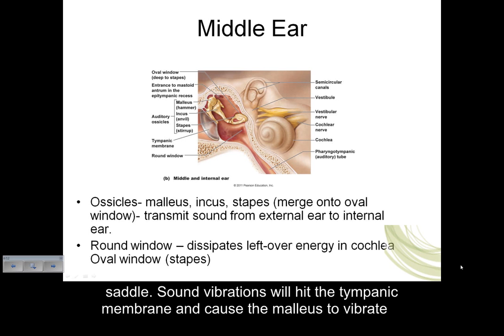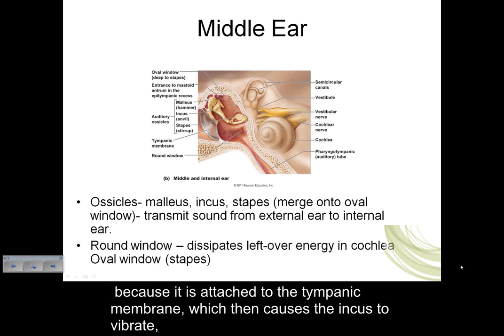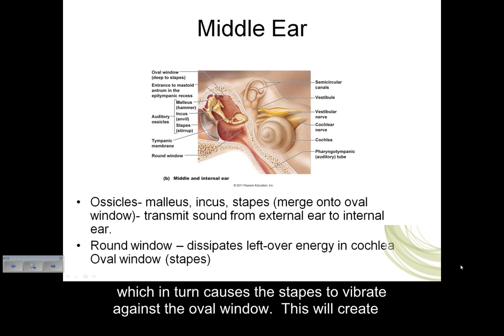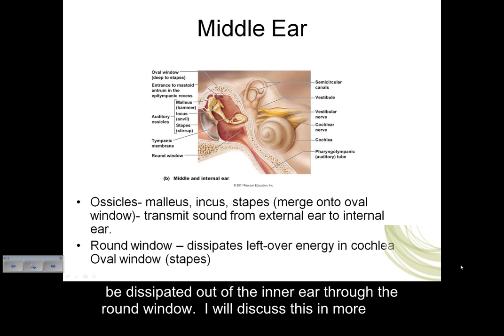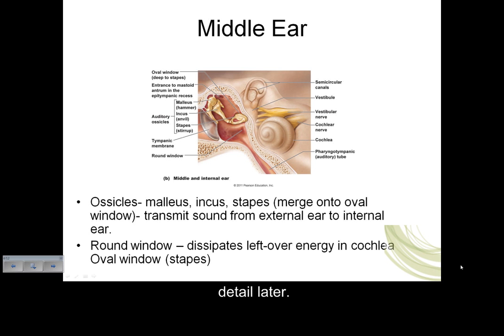Sound vibrations will hit the tympanic membrane and cause the malleus to vibrate because it is attached to the tympanic membrane, which then causes the incus to vibrate, which in turn causes the stapes to vibrate against the oval window. This will create pressure waves in the fluid within the inner ear. Excessive pressure waves will be dissipated out of the inner ear through the round window. I will discuss this in more detail later.